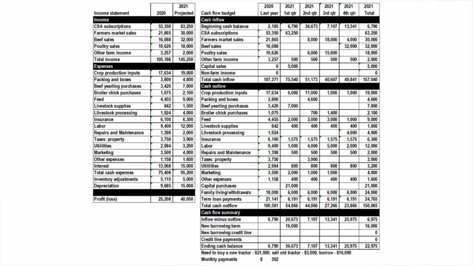This is one where we were talking about the off-farm income. So you can see non-farm income is in here. You can also see family living withdrawals that are in there. And again, I think that's very helpful when you are looking at the whole picture of being able to operate the farm and the family.